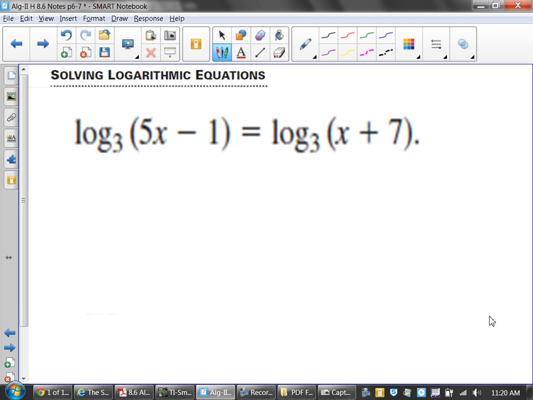Ladies and gentlemen, notice how the log base 3 is the same thing on both sides. If the log base 3 is the same thing on both sides, what happens? They basically drop themselves out, because what you are in essence doing is exponentiating both sides to the same base. When you do that, you get 5x minus 1 is x plus 7. Variables on both sides of the equation, what do you do? You pick on the little guy.